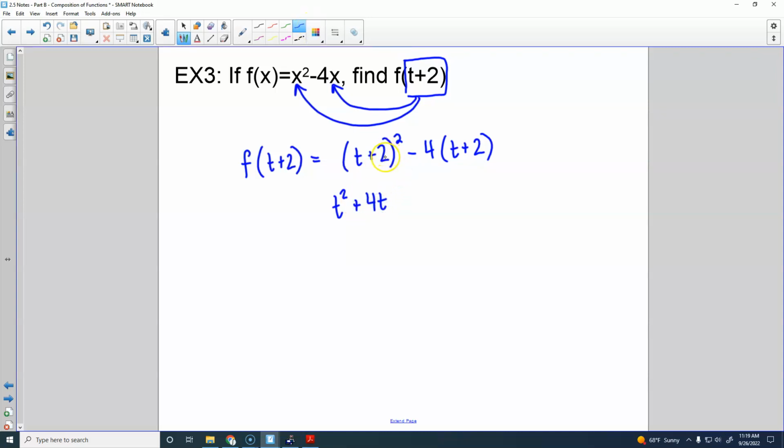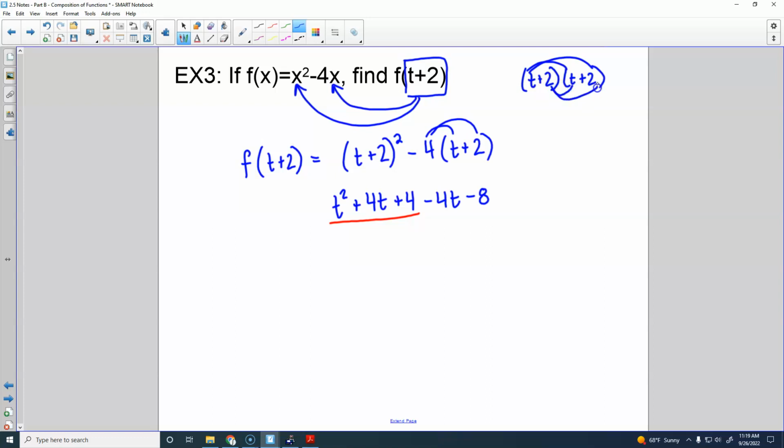And then we square the last. 2 squared is 4. And then I will need to distribute that negative 4, so I'll get minus 4t minus 8. If you're not getting this part right here, if you must, write it out over to the side. I would rather you be slow than incorrect. So write it out if you need to.